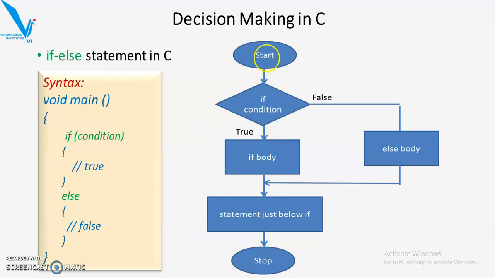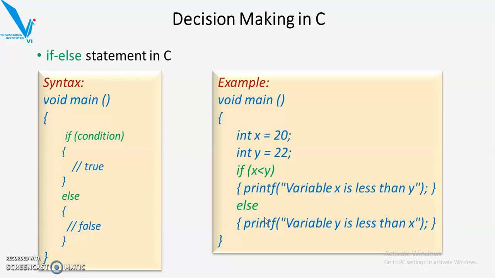Else, if the condition is false, the body inside this else is going to be executed, and after that the control will go to the statements which are written below the else body. Now we'll see this by one example.